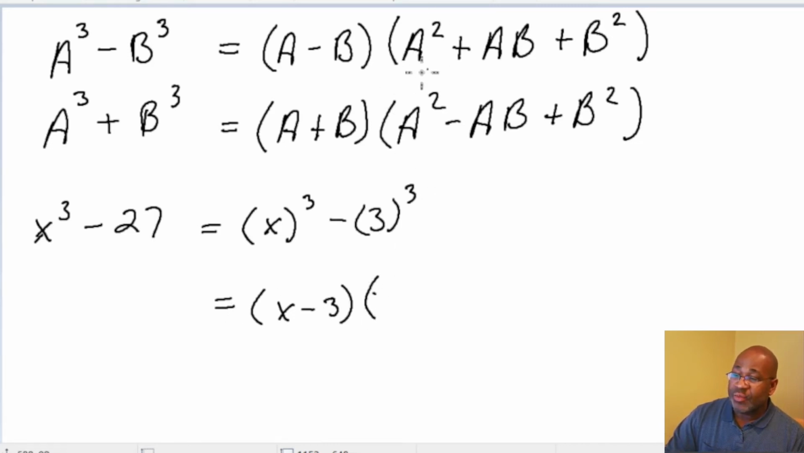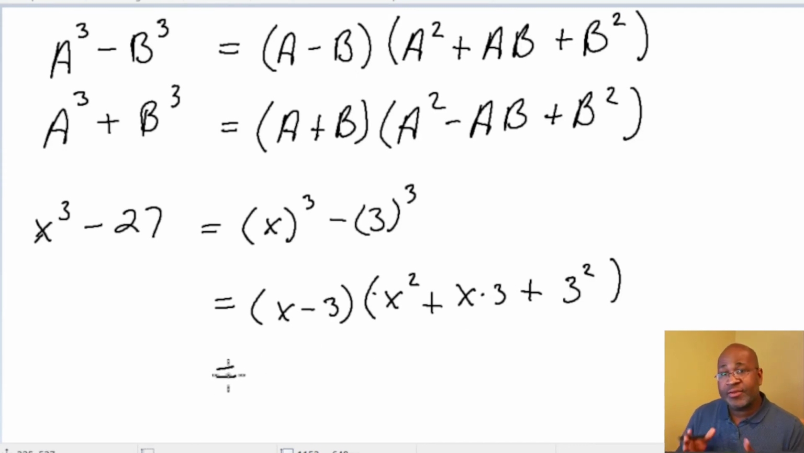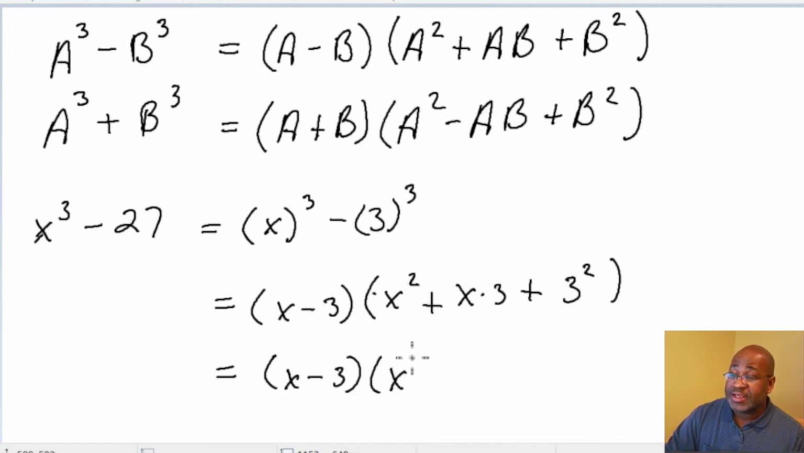times, and then we have a squared, so that's going to be x squared, plus a times b, or x times 3, plus b squared, or 3 squared. All right, so just using the formula straight here, this is the result that we get. Now, we've got to clean this up. So the trinomial part, we can clean that up. That'll give us x minus 3 times x squared plus 3x plus 9.